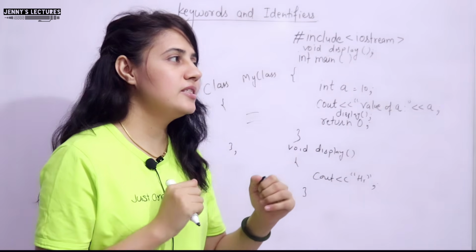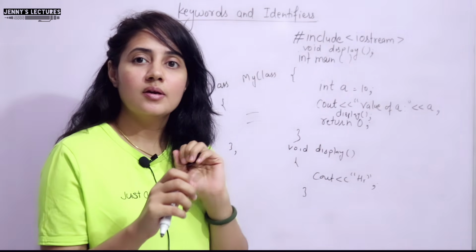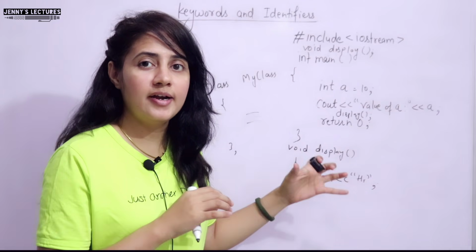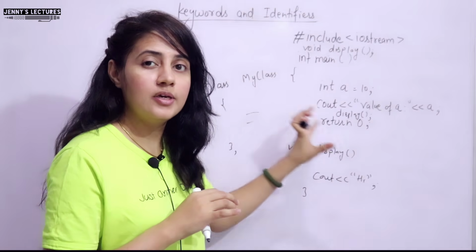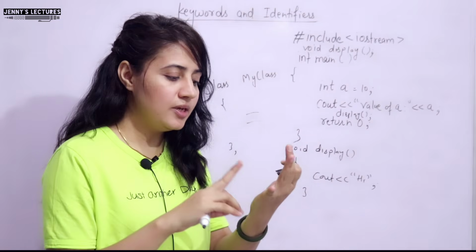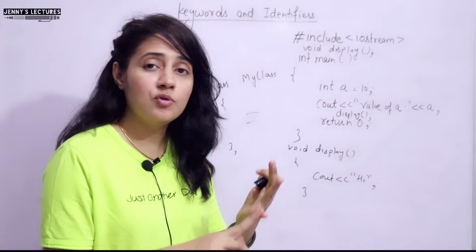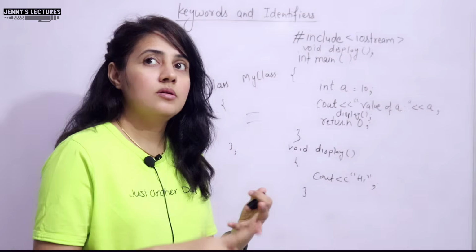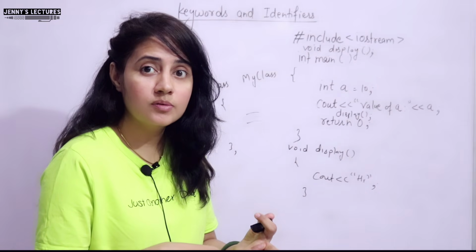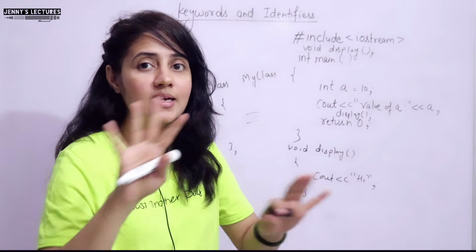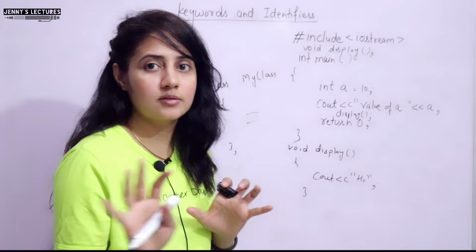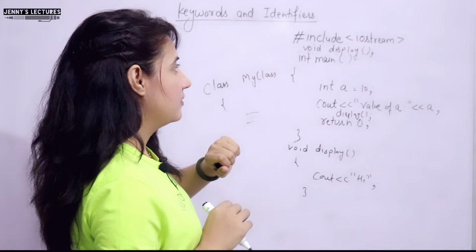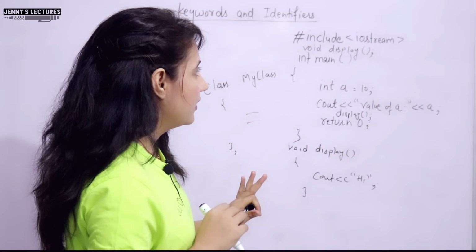An identifier is just a sequence of characters that forms a name. Whatever user defined name we give in a program, those are identifiers. It can be the name of a variable, name of a function, name of a class, name of an object, name of a namespace, or name of macros. Any user defined name you take is nothing but an identifier. Simple. So this is an identifier, this is also an identifier, and the namespace name is also an identifier.